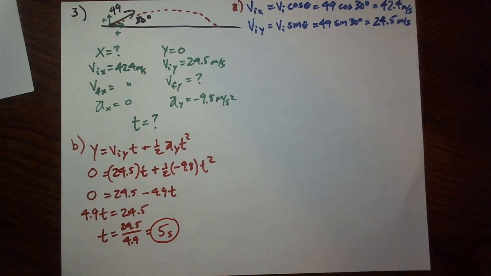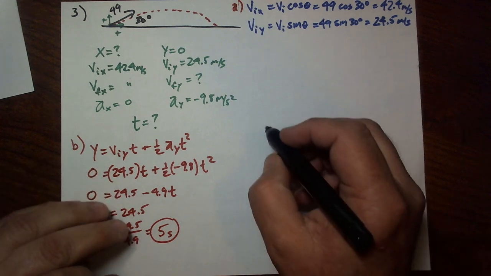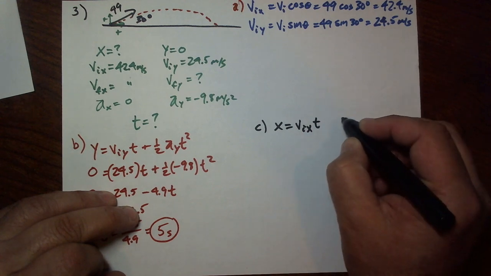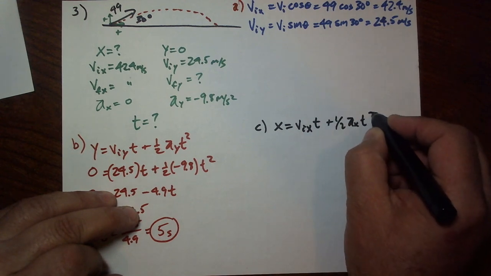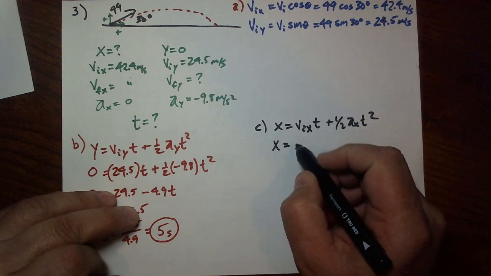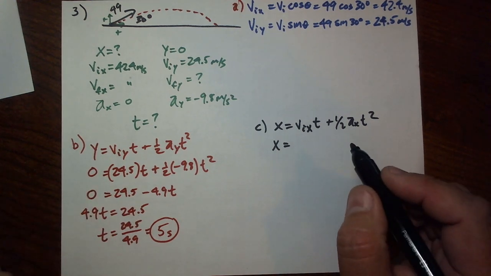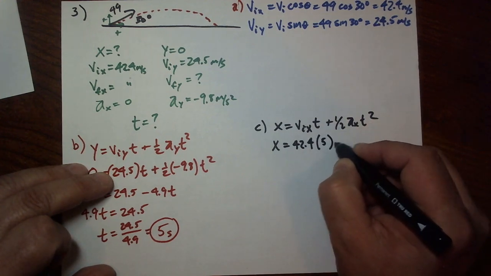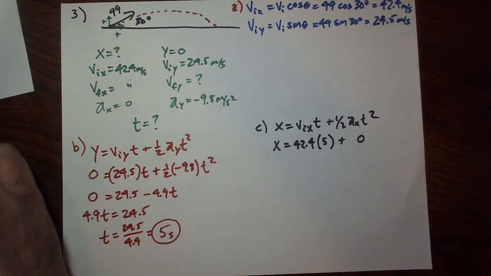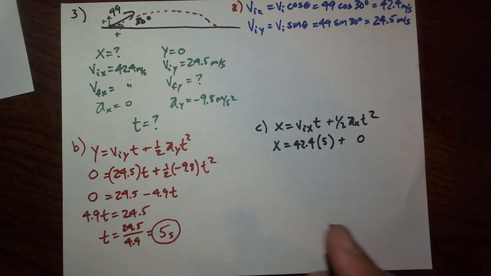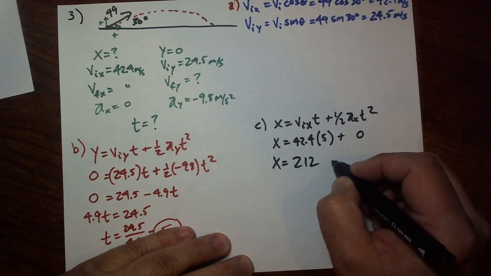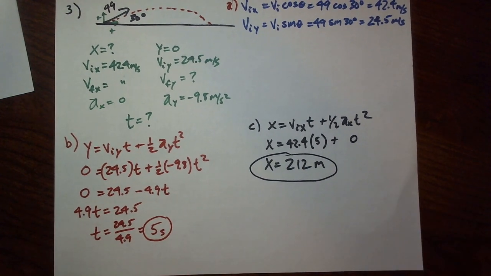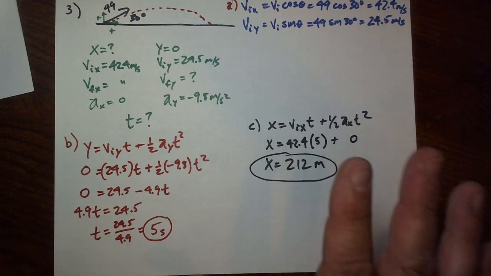And now for part C. Part C says what horizontal distance will it travel? And for that we'll use the x Swiss Army equation. X equals 42.4 times 5 plus 0. X equals 212 meters. A couple of football fields. Dead solid, normal, classic number 2.